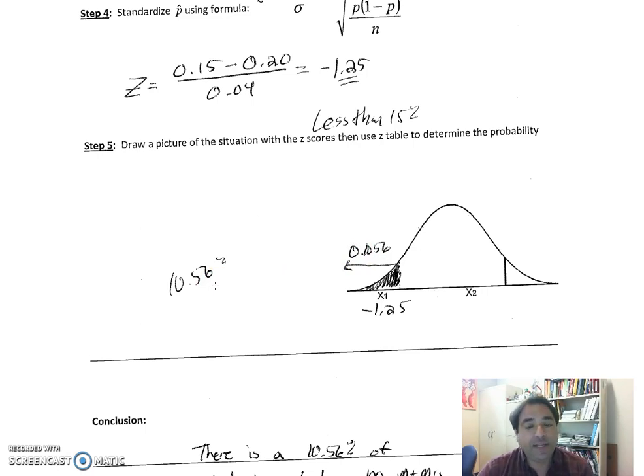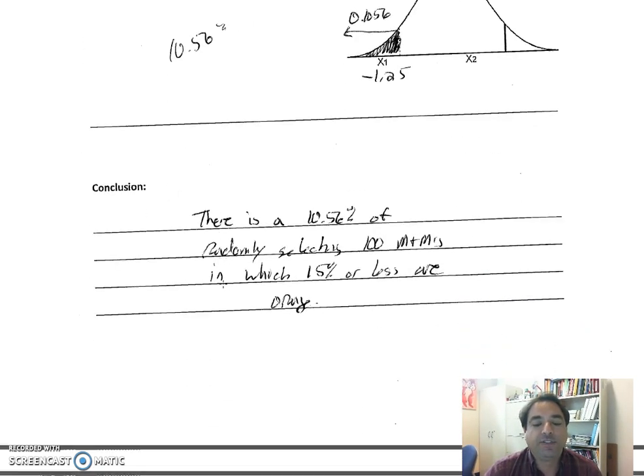And again, that should make sense. Of all M&Ms, 20% are orange. The chance of getting less than 15 is going to be small at 10.56%. So there is a 10.56% chance of randomly selecting 100 M&Ms in which 15% or less are orange.